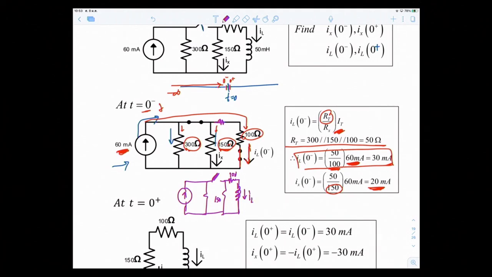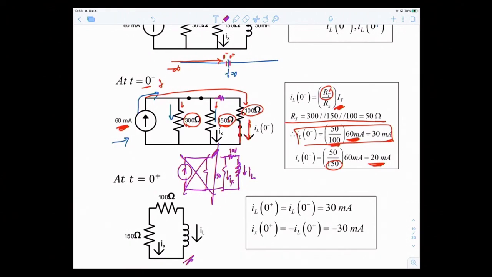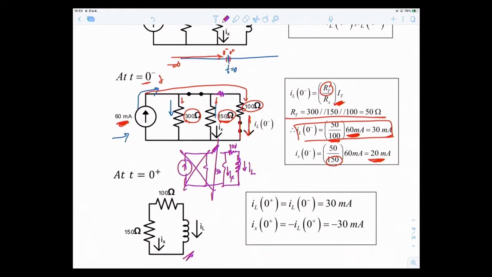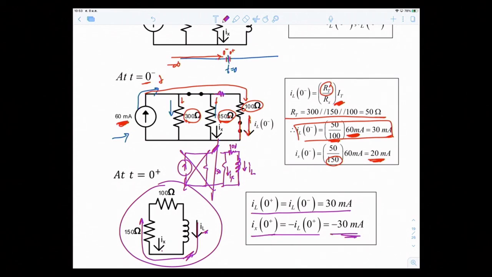The answers you want are IL here and Ix here, so that's why I'm drawing only this much here. You have only this circuit left to consider, because the answer you want to find concerns only this group. IL cannot change instantaneously, so IL 0 plus equals IL 0 minus, 30 milliamps. What about Ix? Now your IL becomes like a source of 30 milliamps, so IL flows like this and goes through 150 in the opposite direction of Ix. So Ix 0 plus equals IL 0 plus, equal to this.